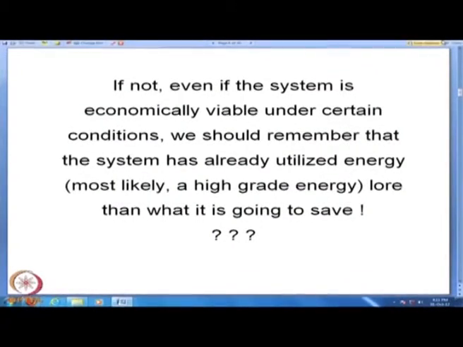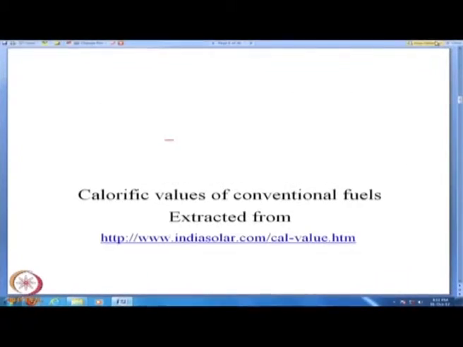This is not to discourage or to be pessimistic, but this is an analysis that needs to be done when you are considering large systems. Even if the system is economically viable under certain conditions, we should remember that the system may have already utilized more energy than what it is going to save. In other words, we are spending more energy than what we are likely to save by this method, and it is not humor, it does happen in certain systems.